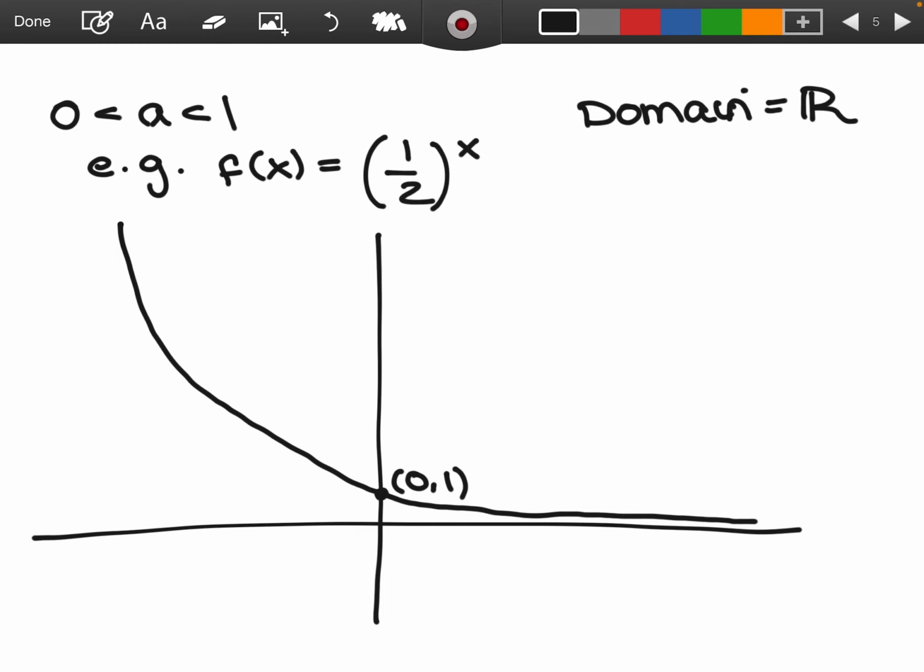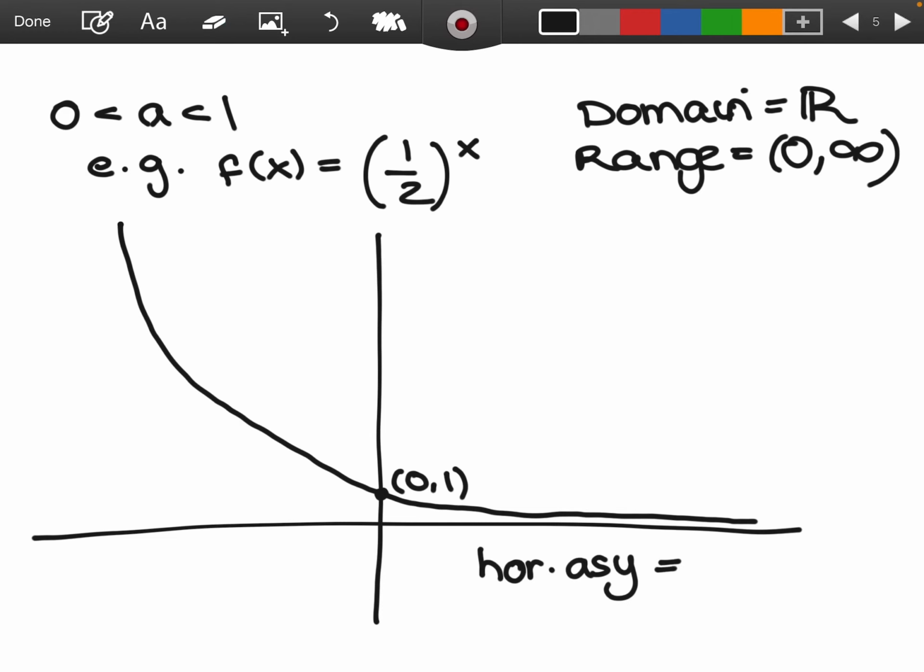Same thing here. My domain is all real numbers, and all you see here is that my graph has been flipped in the y-axis. So my range, again, is 0 to infinity. I get really, really close to 0, but don't quite get there, and I shoot up to infinity this time as x goes towards negative infinity rather than positive infinity.